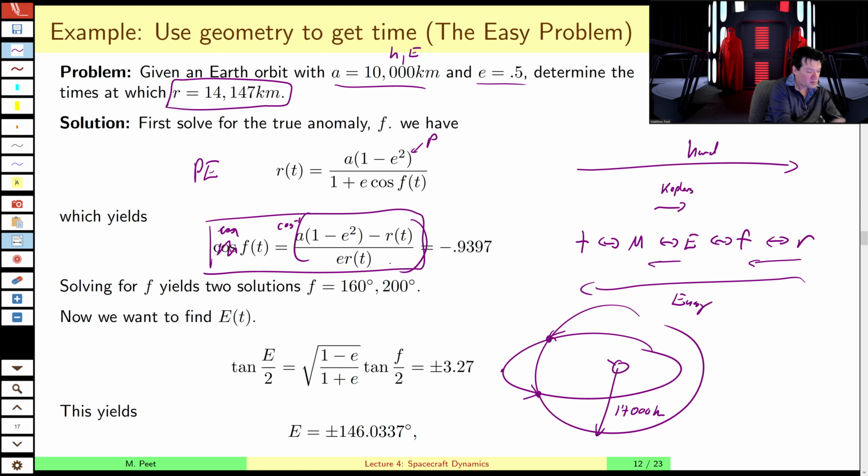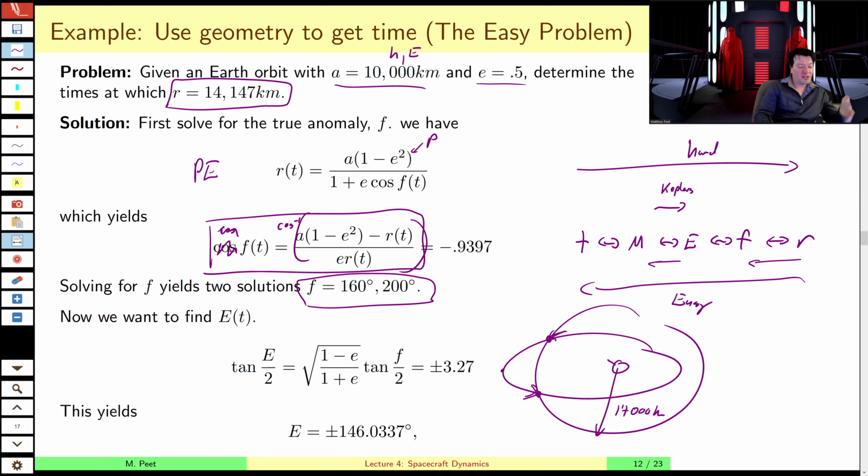Now, of course, inverse cosine has a quadrant problem in that there are 2 solutions to an inverse cosine problem. And so we don't know which one we're at because we're not given any additional information, whether we're headed out or coming back. And so if we had the velocity vector, we could determine this, but we don't. So we just have to take both solutions.